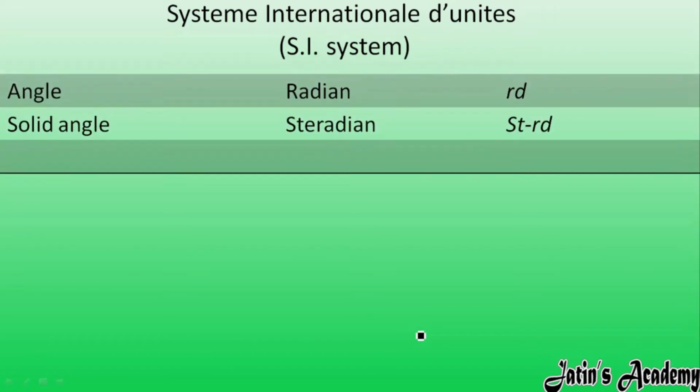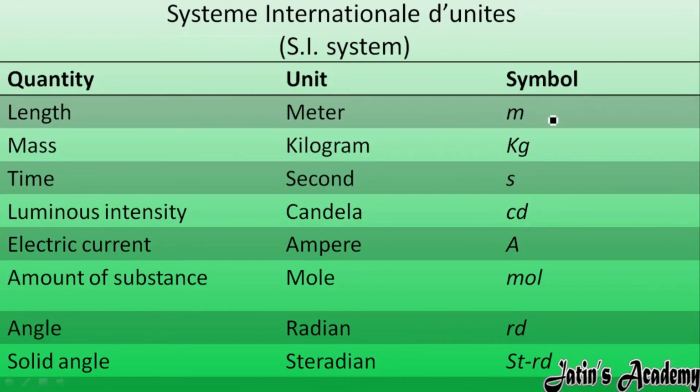So that is why they adopted this SI unit system, in which length should be in meter, mass in kilogram, time in second, luminous intensity, which you will study in higher classes, in candela, electric current in ampere, amount of substance, which you will study in higher classes, in mole, angle in radian, solid angle in steradian. So length we are going to measure in meter only. If a question asks what is the SI unit of length, the SI unit of length is meter only.